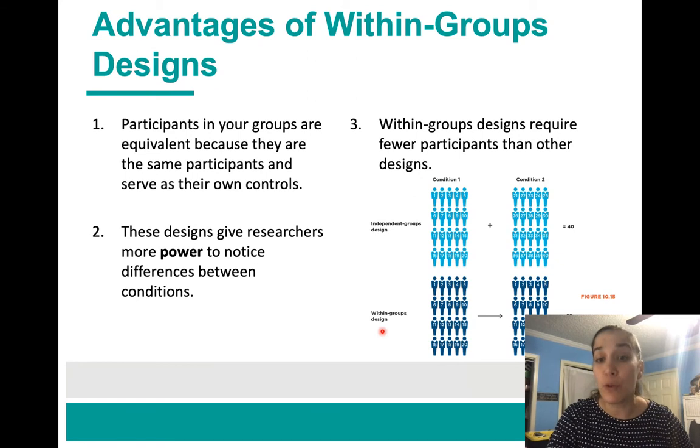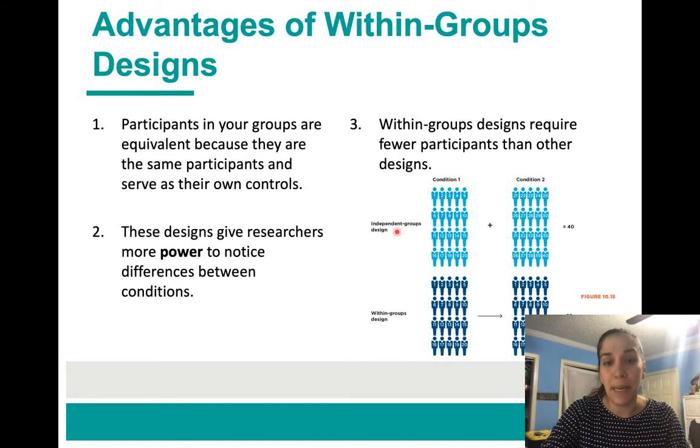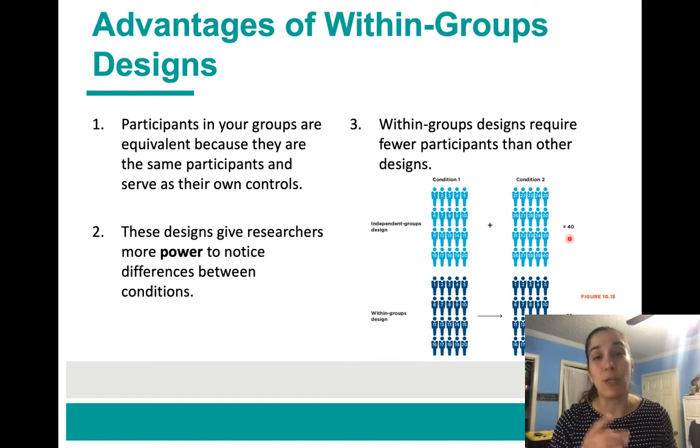In a within groups design, let's say you want to test 20 people per condition. Well, you only need 20 people, because in condition 1 you have 20 people, and in condition 2 you have the same 20 people. And so you only need to test 20 people, whereas in an independent groups design, you have to test 40 people. I'll talk about in a second when we talk about counterbalancing how that's actually not necessarily true, because you want to control for order effects in within groups design. So we'll talk about that in a second.